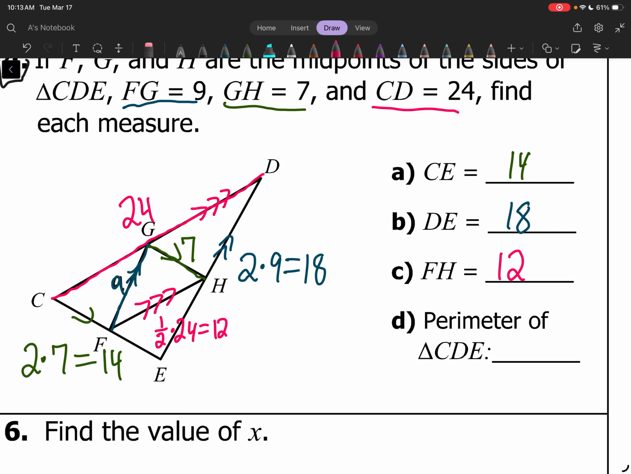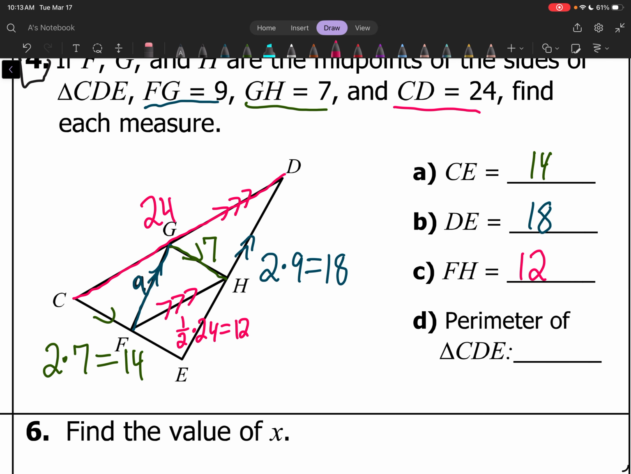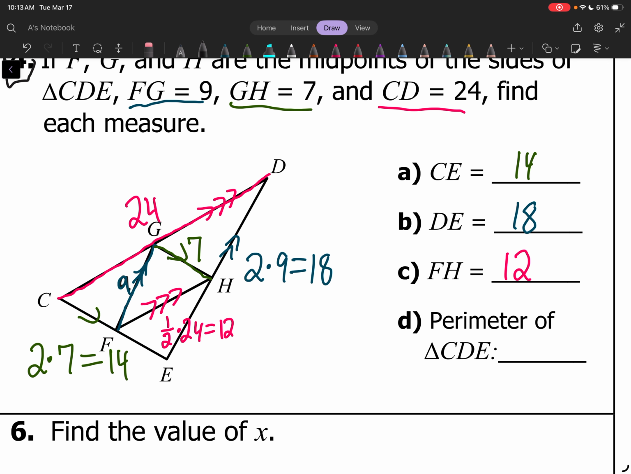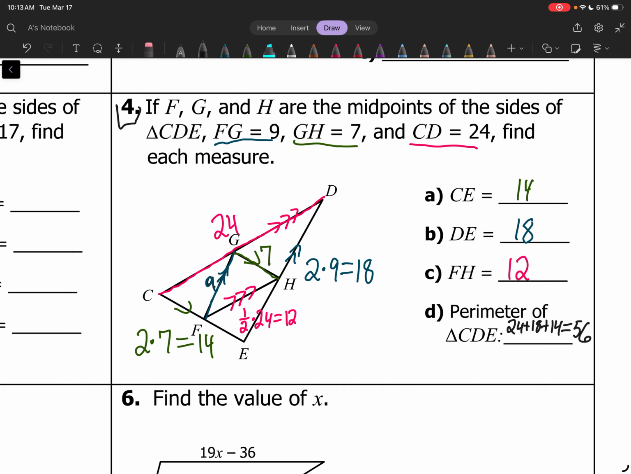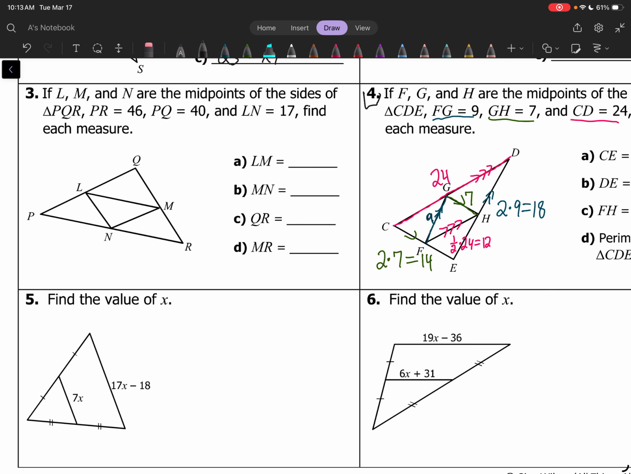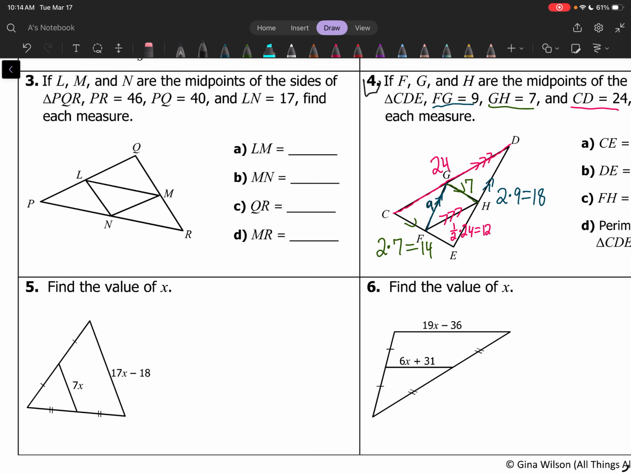Find the perimeter of triangle CDE. This is my outside triangle, so I have 24 plus 18 plus 14, which is equal to 56. Go ahead and try number 3.